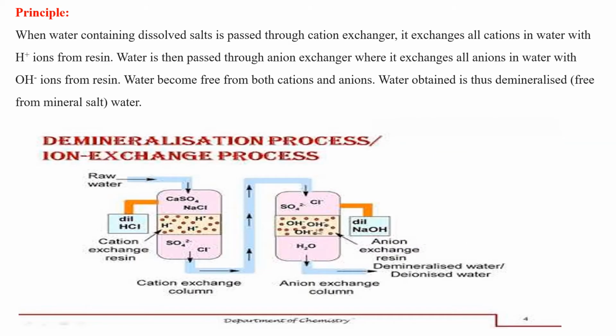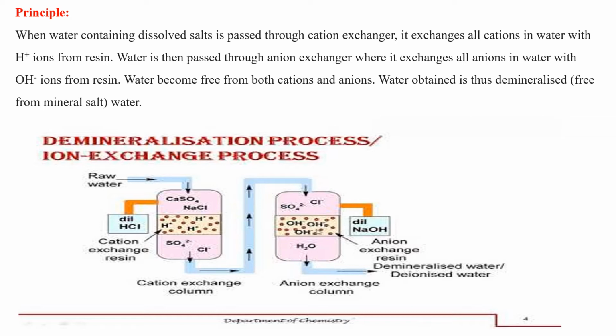Now what is the principle of this method? When water containing dissolved salts is passed through the cation exchanger, it exchanges all cations in water with H+ ions from the resin. Then the water is passed through the anion exchanger where it exchanges all anions in water with OH- ions from the resin, and then the water becomes free from both cations and anions. Water obtained is thus demineralized water. So this is the demineralization process or ion exchange process. This is the diagram for this demineralization process.